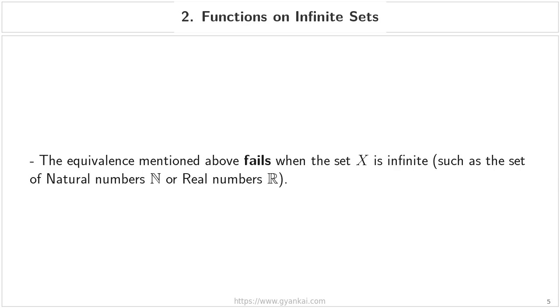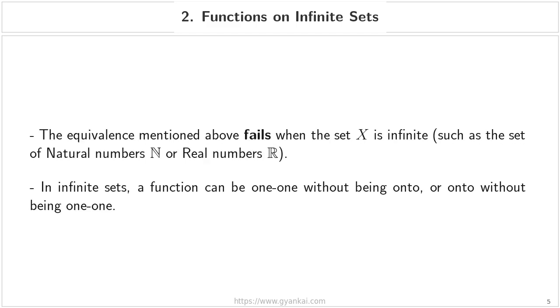The equivalence we just discussed, where a function is 1-1 if and only if it is onto, completely fails when the set X is infinite. To give you some examples of infinite sets, think of the set of natural numbers or the set of real numbers. In the case of these infinite sets, the 2 properties are no longer tied together. This means that a function can be 1-1 without being onto, or it can be onto without being 1-1. To help you visualize how this is possible, we will now look at 2 specific cases in the next few slides to see these contradictions in action.